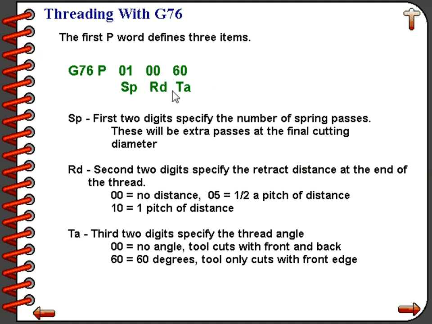The third two digits specify the thread angle. A value of 0, 0 would mean no angle, and the tool would cut with the front and the back, as in the case of an acme thread. A value of 60 would specify that the tool would only cut with the front edge. Now you will have to check your manual for the specific settings that are allowed as far as tool nose angle. There are standards that are followed in the manual for your machine relative to the standards used in industry for threads.